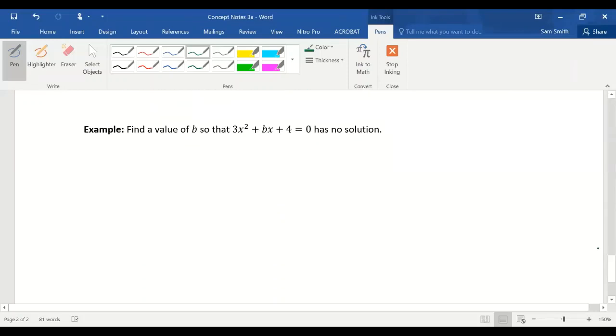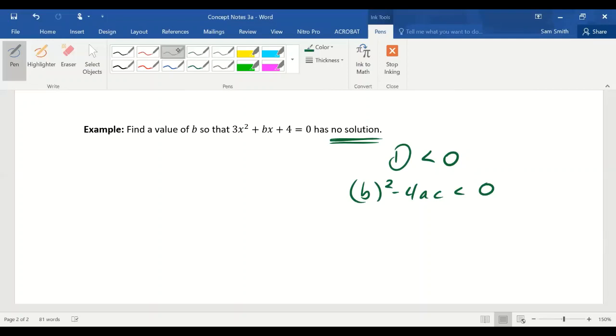So let's use that principle on an example like this one. Someone gives me the equation 3x squared plus b times x plus 4 equals 0. And the challenge is, can you find any value of b so that 3x squared plus bx plus 4 equals 0 has no solution? I know that this equation will have no solution if the discriminant is negative. So perhaps I can try and find a value of b that will make the discriminant negative.